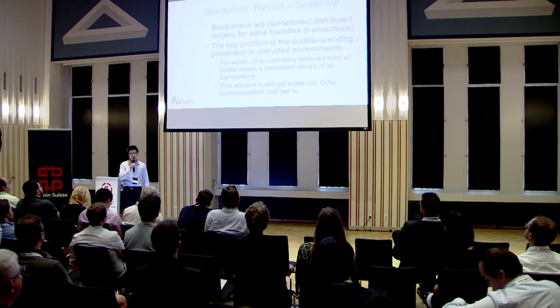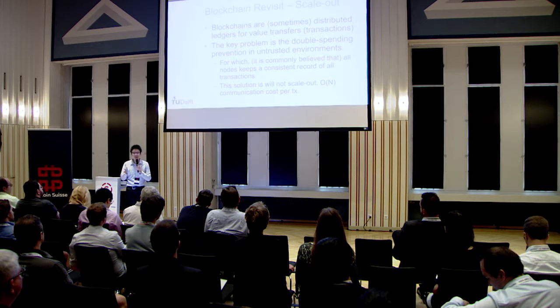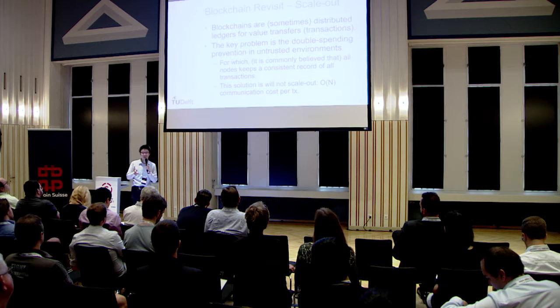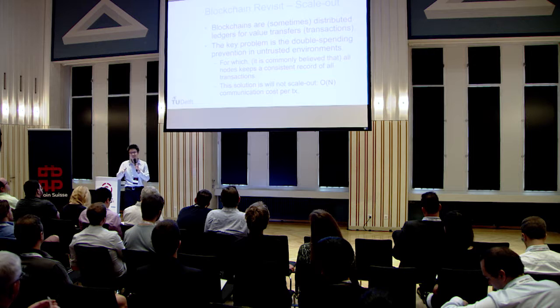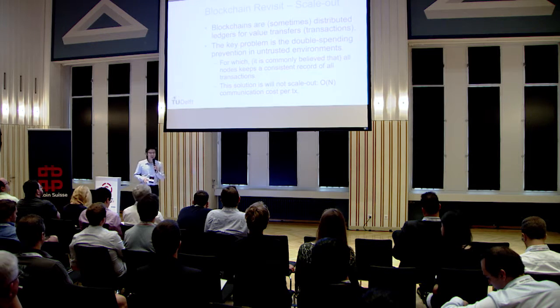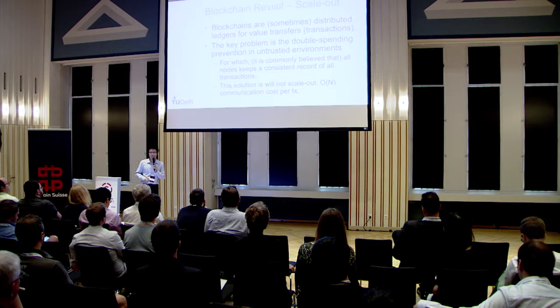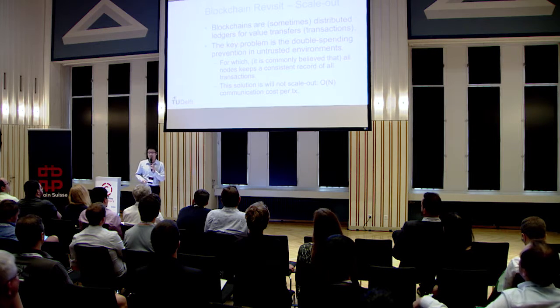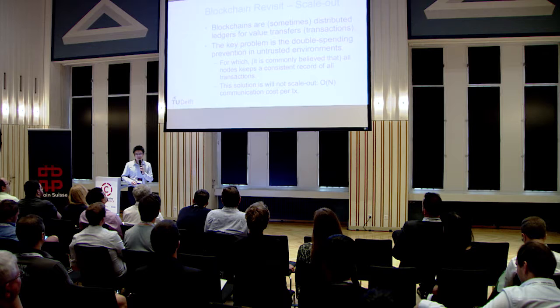So it's basically a distributed ledger, and a distributed ledger means the main content of our blockchain is transactions, which are the records of value transfers. As simple as Alice sent a certain value to Bob, right? The key problem of this type of blockchain is to prevent double spending. And to prevent double spending, it is commonly believed that you need the whole transaction record, so the whole transaction set is needed.